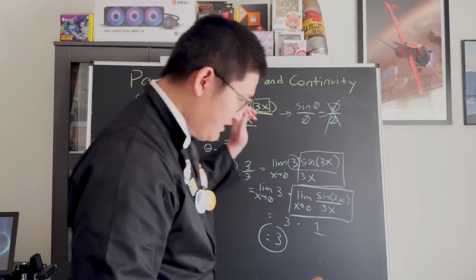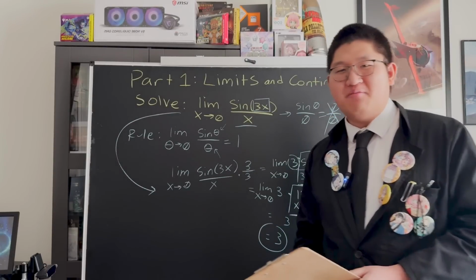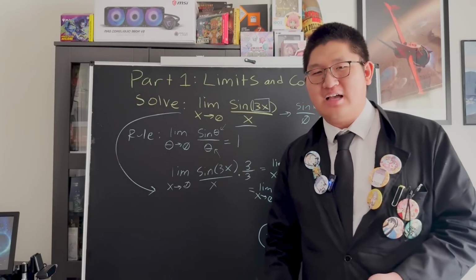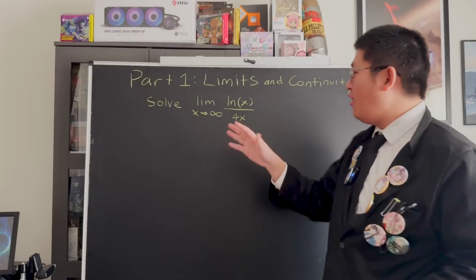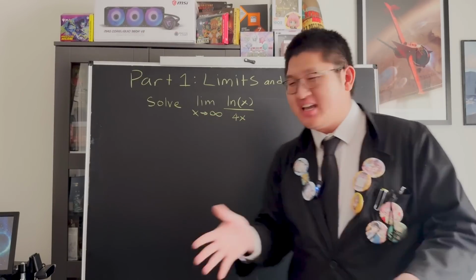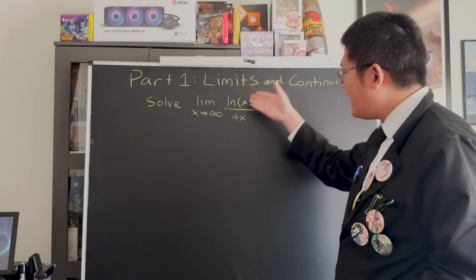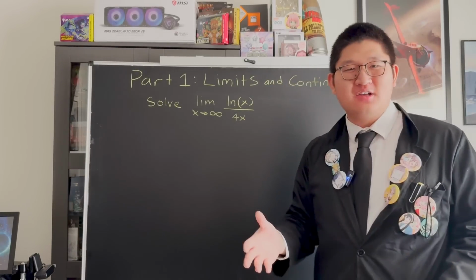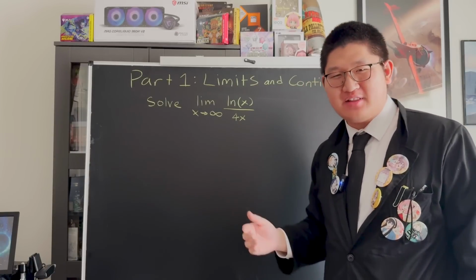Now we can conclude part 1 with one last topic here, and we shall see what that looks like right over there. Whoa, what is happening here? We have a limit approaching infinity, and we've got natural log of x over 4x. What is happening here? There are no rules for something like this specifically.